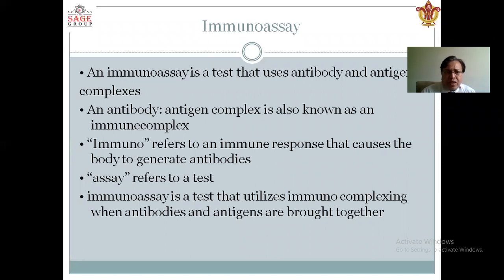Immunoassay. An immunoassay is a test that uses antibody and antigen complexes. An antibody antigen complex is also known as an immunocomplex. Immuno refers to the immune response that causes the body to generate antibodies. Assay refers to test. Immunoassay is a test that utilizes immunocomplexing, when antibody and antigen are brought together or combined together.